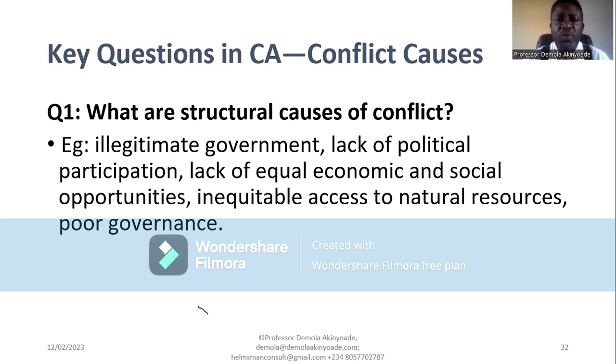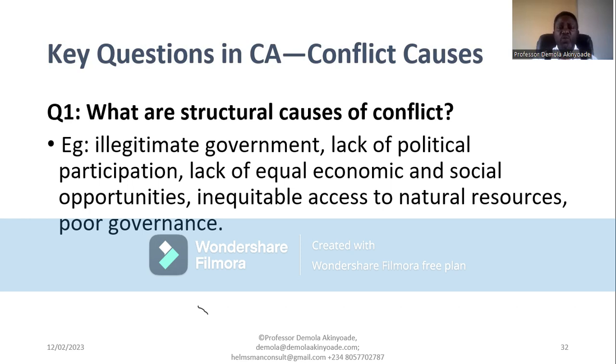Now we move to the second element, which is the causes of this conflict. And you recall that we said that causes of conflict could be structural, proximate, or triggers. So we ask questions like, what are the structural causes of this conflict? Why are they contesting this thing, this way? Do we have lack of political participation? Maybe inequitable access to resources, poor governance or bad governance, corruption, and so on and so forth.